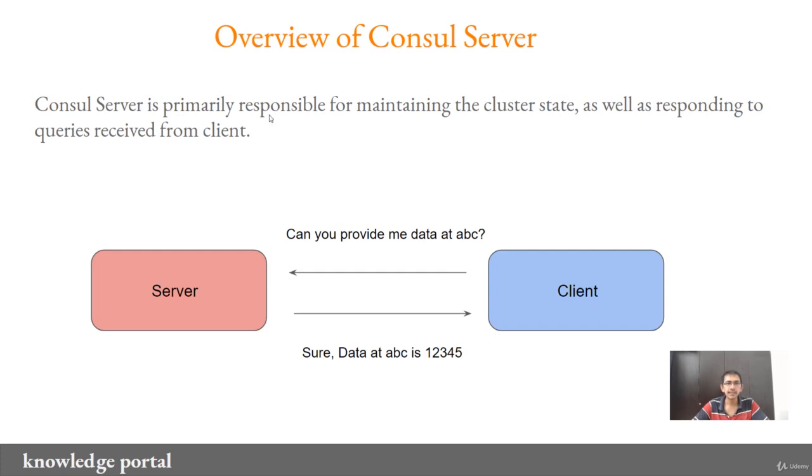So a Consul server is primarily responsible for maintaining the cluster state as well as responding to the queries which are received from the client. So the entire cluster state, including the data that is part of the key value and others, is the responsibility of the Consul server, and a Consul client can go ahead and connect to the server to fetch certain data as well as to provide various information like health check to the server. So in this diagram you see a Consul client is requesting data which is located at ABC, and the server is responding back with the value associated with this location path.